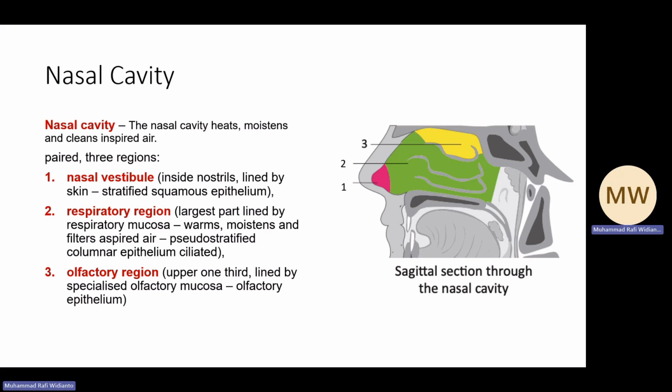So we have the nasal vestibule over here, which is inside the nostrils, lined by skin, also known as stratified squamous epithelium. And number two, we have the respiratory region, which is the largest part, and it is lined by the respiratory mucosa, like we've seen before, which is the pseudostratified columnar ciliated epithelium. And the olfactory region, which is the upper part of the nasal cavity, contains a specialized olfactory mucosa known as the olfactory epithelium.